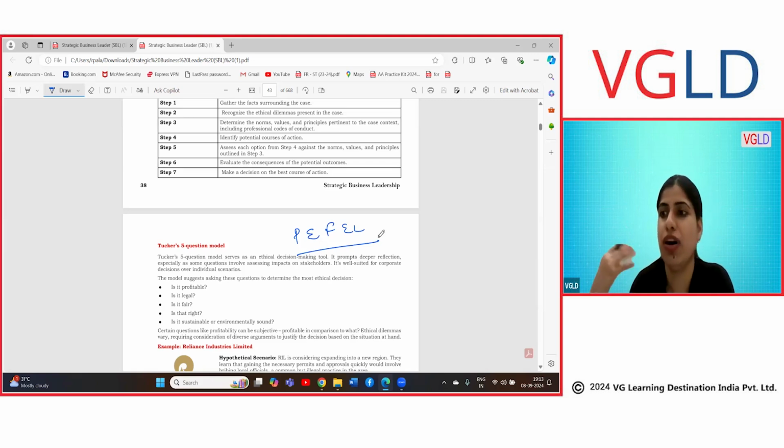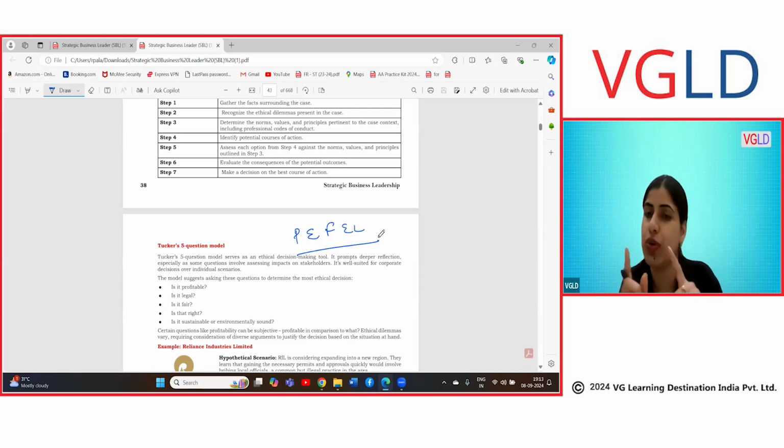So again, taking that as a base, I have created a mnemonic as PEFL. It is quite similar. So PESTEL is again part of your SBL syllabus area. Whenever you have to take a decision about whether you should go ahead with that specific decision or not, you will be considering these points.